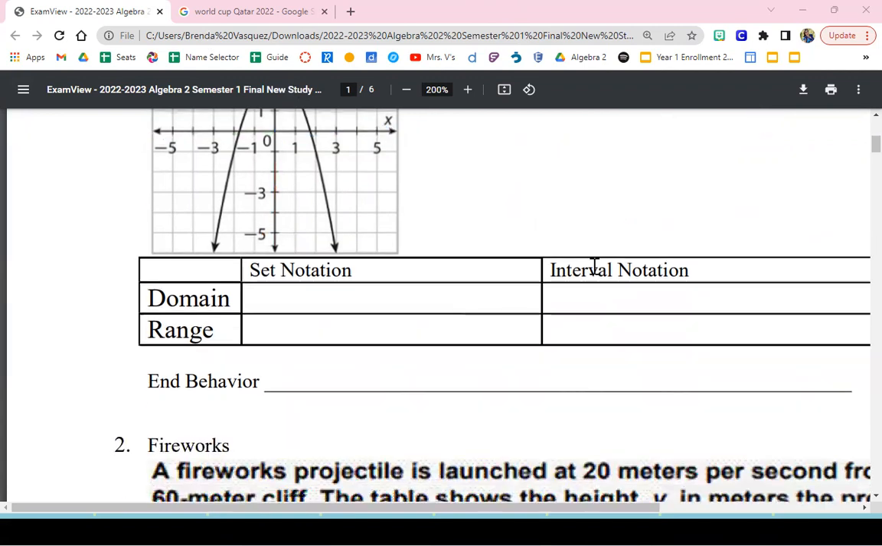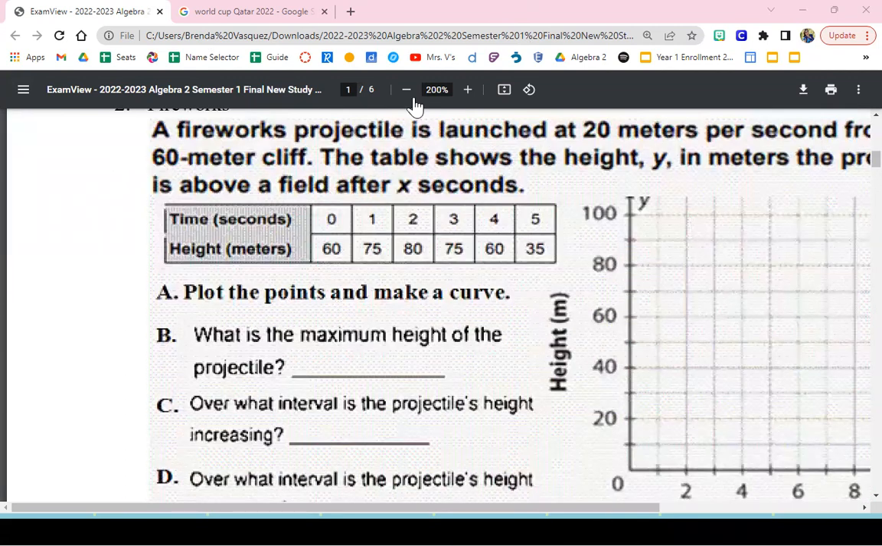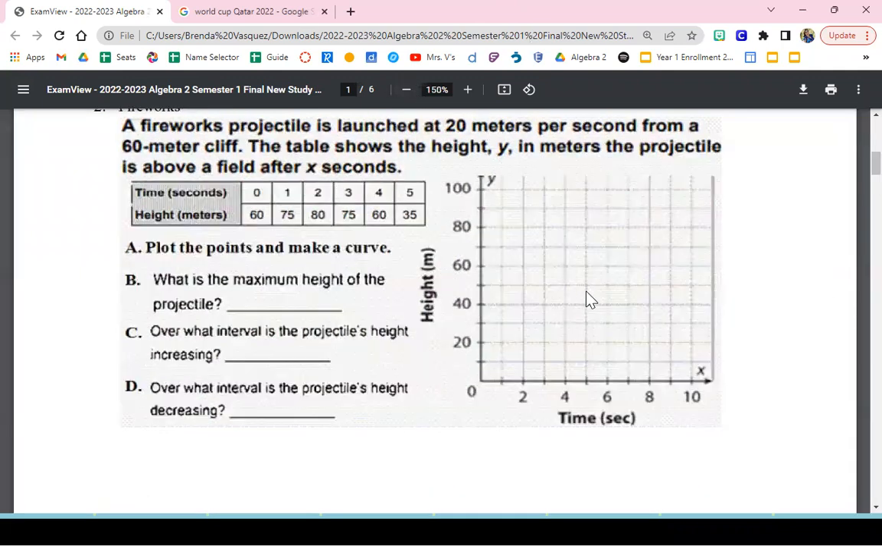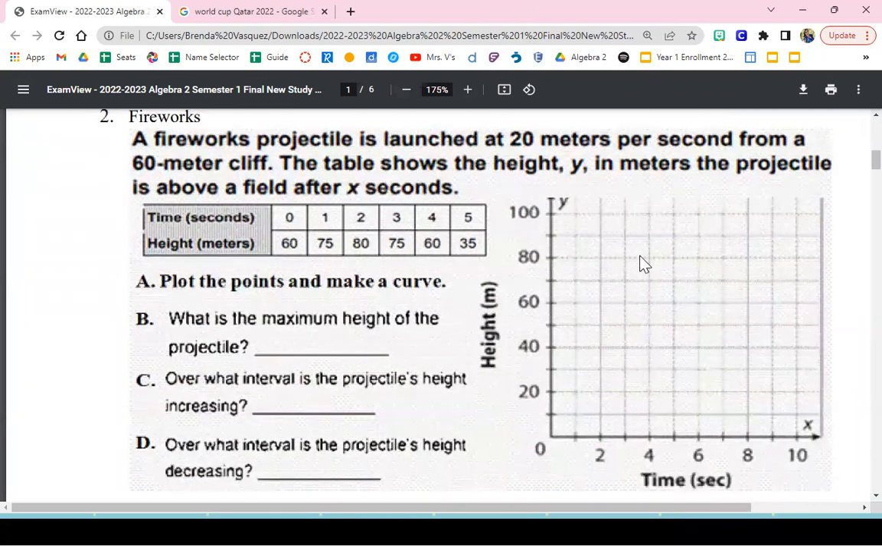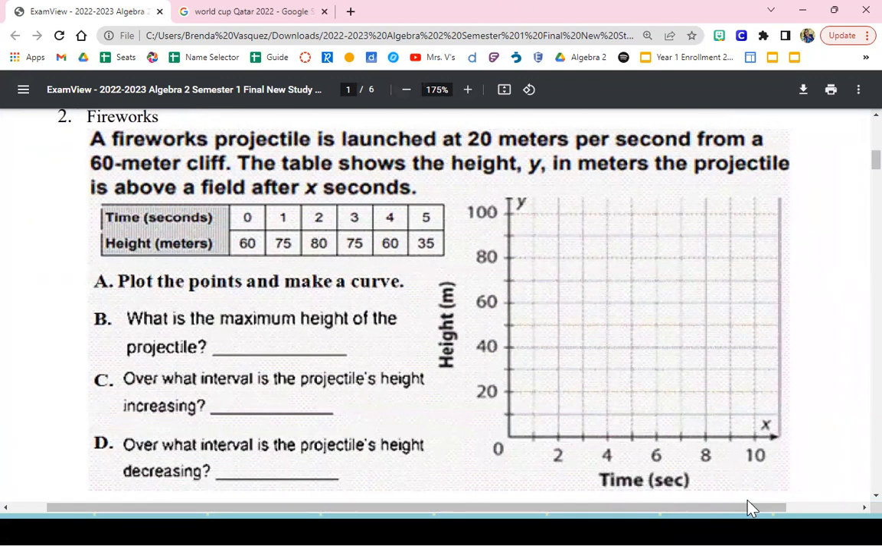Yeah. Okay. All right. Let's go ahead and move on to number 2. Let me zoom out a little bit so we can see. Perfect. All right. Number 2 is going to model fireworks. So you guys know how fireworks work, right? You guys have seen it, right? 4th of July. So they go, they explode, and then they come back down, right?